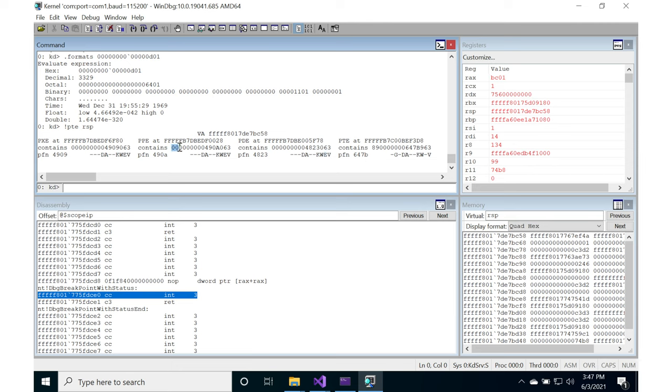This doesn't have the NX bit set. This doesn't have the NX bit set. So they all show up as executable, but the last page table entry does have the NX bit set, and so our stack is non-executable in the kernel.